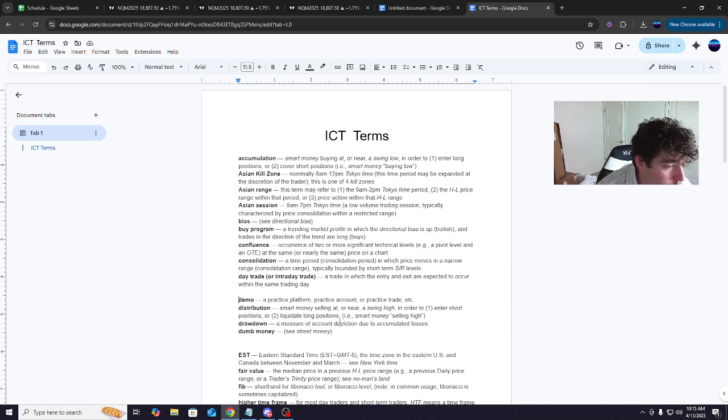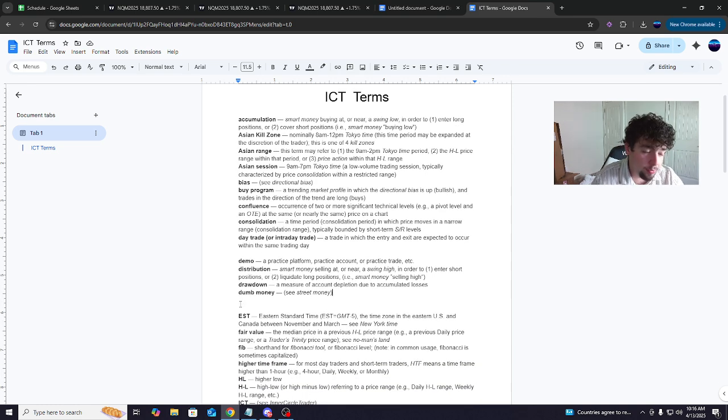So now we have drawdown. Drawdown is a measure of depletion due to accumulation losses. Drawdown, in dumbed down aspects, is how much in the red you are. So if you place a long position, a call, whatever, and you are negative, that is how much drawdown you are currently in. Dumb money, street money. He says that sometimes, usually he refers to retail.